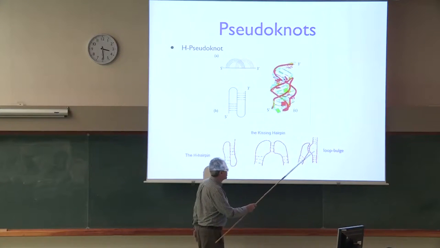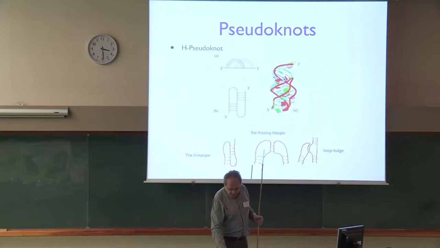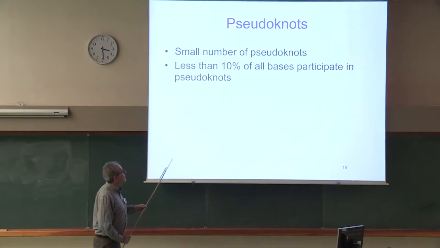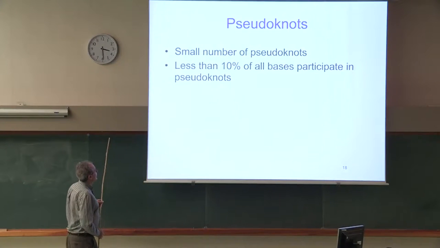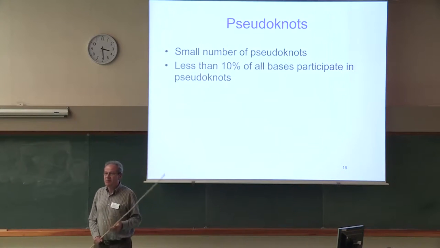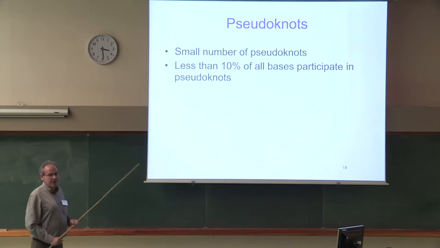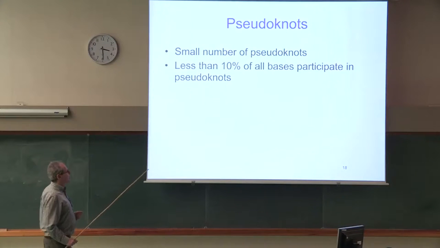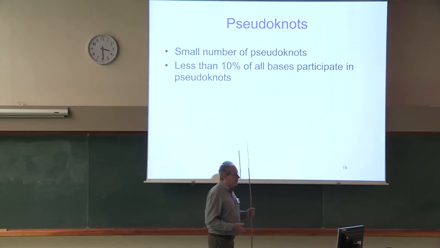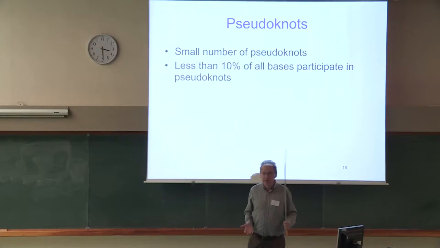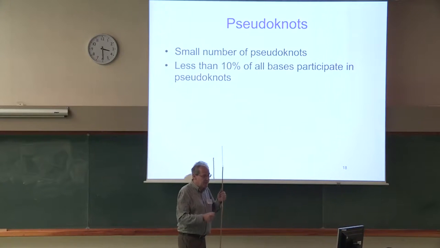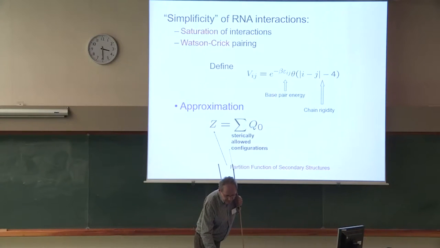You can have a loop, bulge, pseudoknot, etc. What's interesting in RNA is that there is a small number of pseudoknots. Typically when you look in the database, the number of bases which participate in pseudoknots represents typically 10% of the number of bases of your RNA. So if you have an RNA of, let's say, 300 bases, about 30 bases will be participating in the pseudoknots.